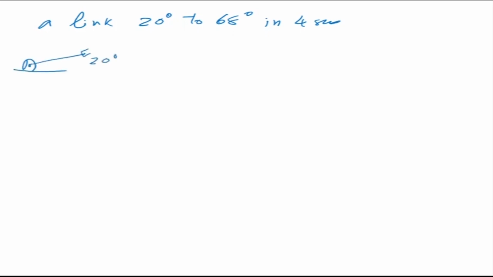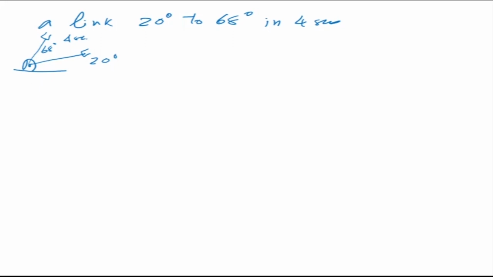So let's look at a very simple example. A link moves from 20 degrees to 68 degrees in 4 seconds. Let's say we have a single link. It's moving from 20 degrees to 68 degrees, okay, in 4 seconds.